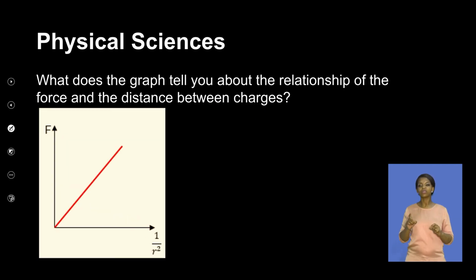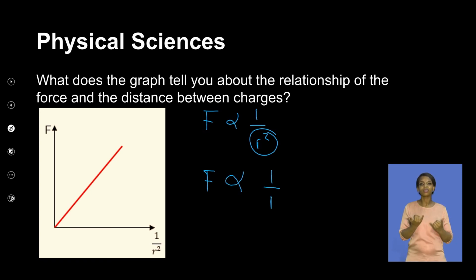Now, here's something that is also very important. If the electrostatic force is inversely proportional to the square of the distance, we are also saying that the magnitude of the electrostatic force is directly proportional to the reciprocal of the square of the distance. So 1 over r squared is directly proportional to F. Hence, we get that linear graph. When 1 over r squared increases, the force will also increase.